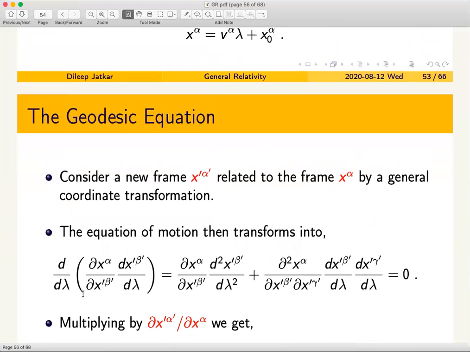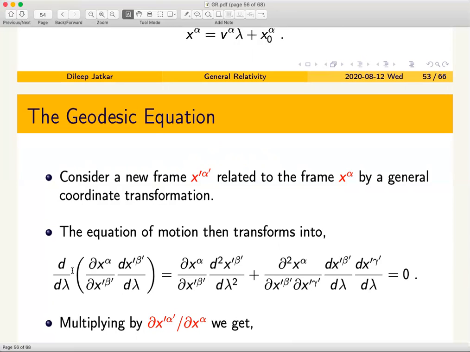The other case is when d/dλ acts on this quantity. In that case, you have a first derivative piece sitting around and d/dλ acts on this. What you do in this case is again use the same kind of chain rule that we used, that you define a second derivative of this object with respect to x'^γ' and write dx'^γ'/dλ. That is just using the chain rule of d/dλ acting on this particular piece.